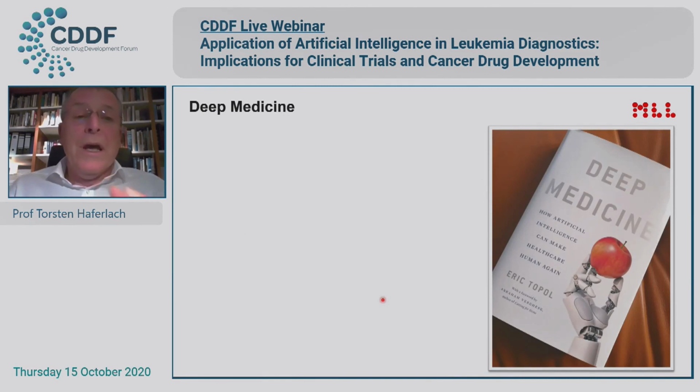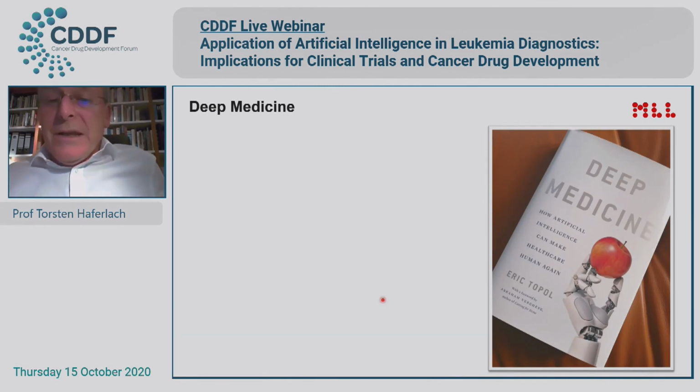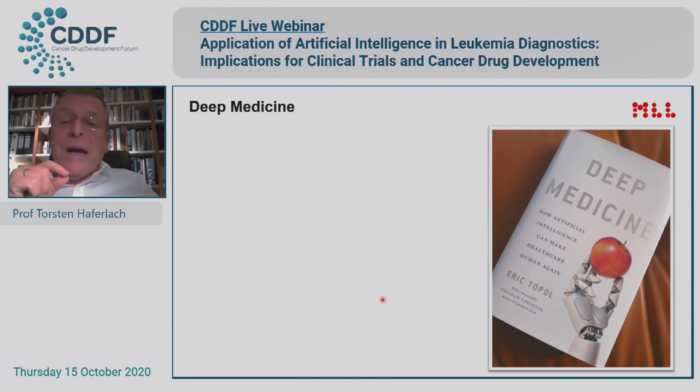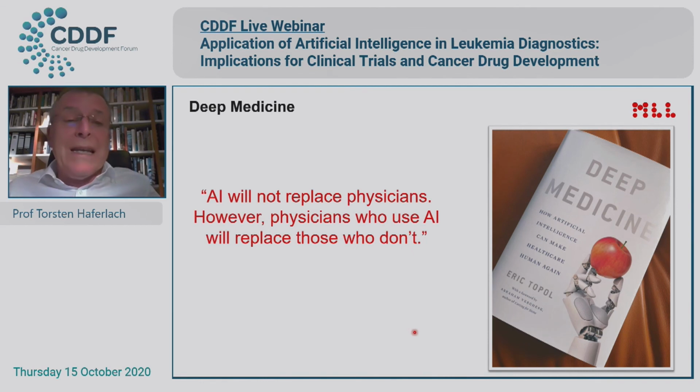So, I like to quote Eric Topol, and he wrote this great book from my perspective to introduce the deep medicine approach. And he wrote there, and I think that is very important especially for the younger doctors and younger scientists worldwide, AI will not replace physicians. However, physicians who will use AI will replace those who don't.